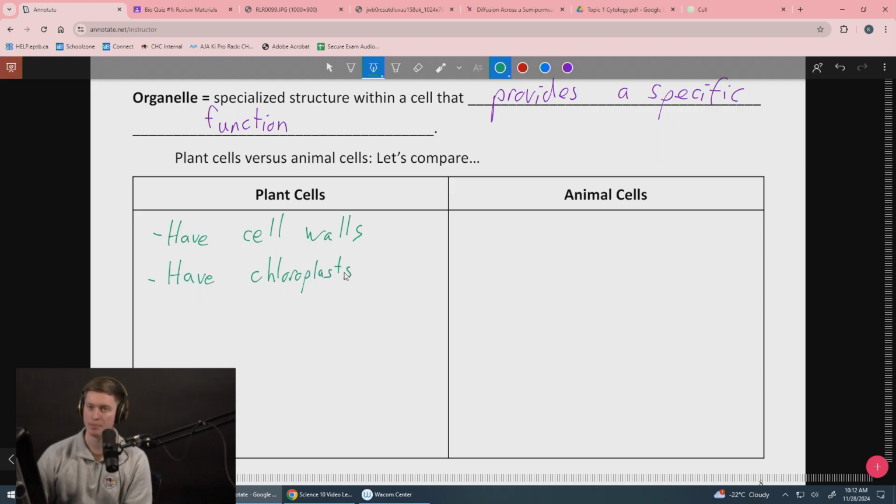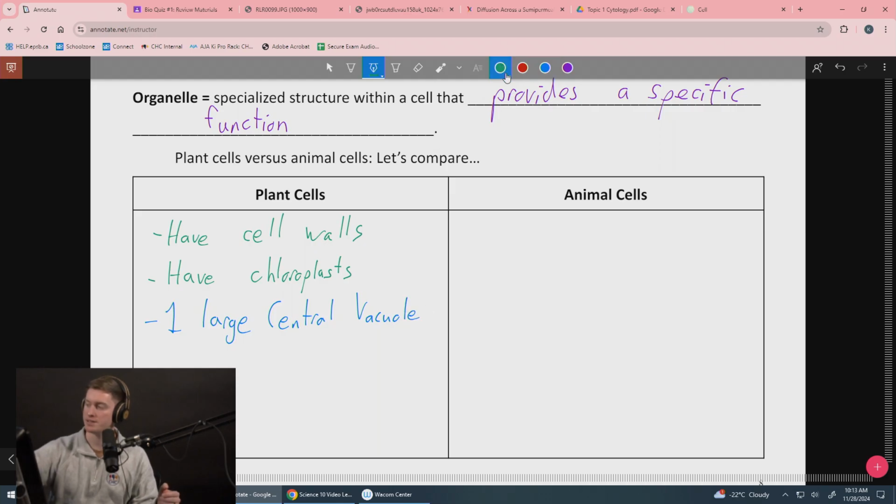Now, I want you to remember that both animal and plant cells have mitochondria. It's a pretty common misconception. I'm not actually sure where it comes from, where animal cells have mitochondria, plant cells have chloroplasts. No, both of them have mitochondria, but only plant cells have chloroplasts. Plant cells will also have one large central vacuole.